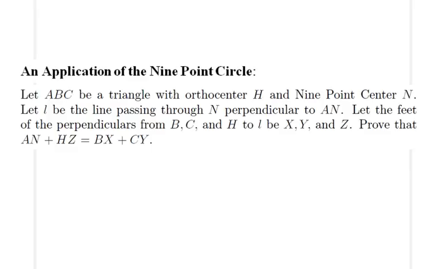Hello everyone, here's a new application of the 9-point circle, and let's have a look at the statement of the problem. Triangle ABC has orthocenter H and 9-point center N, and let L be a line through that center, perpendicular to the line segment AN. And let the feet of the perpendiculars from B, C, and H to that line L be X, Y, and Z. We need to prove that AN plus HZ is equal to BX plus CY.